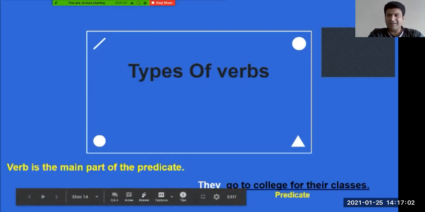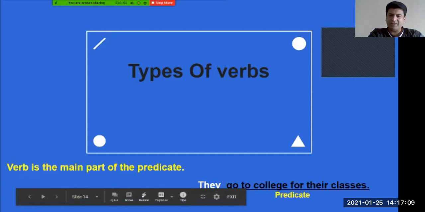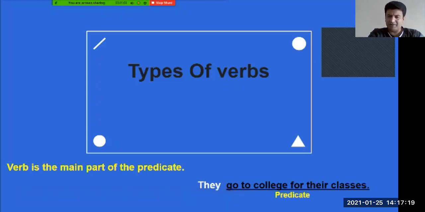Actually, a general sentence is consisted of two parts, always two parts in fact. So in this case we see in white color they, and in black color go to college for their classes. So it has got two parts. The first part they is called subject, or in other words we say doer of action, and the rest of the sentence in black is called predicate. And in this case, the verb go is the center or nucleus of the predicate.